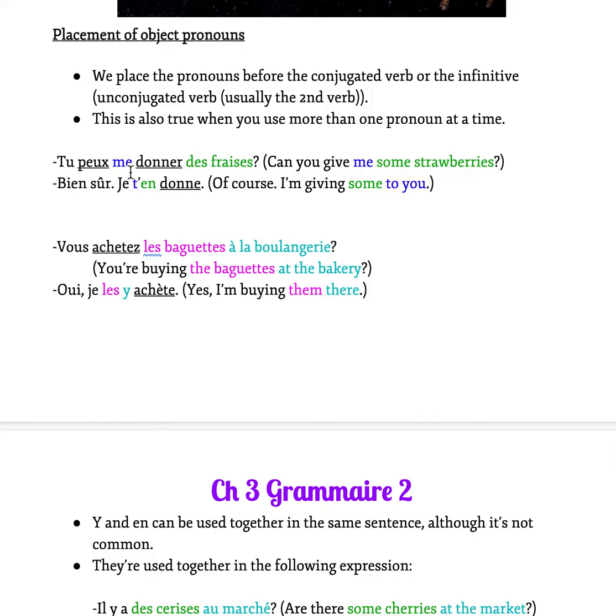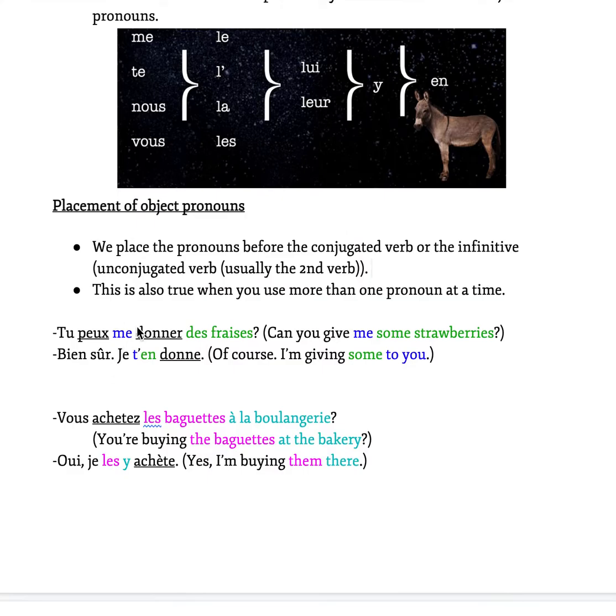So in the example, I have tu peux me donner des fraises. So I used an object pronoun here, me. So I have two verbs, so it goes in between them. And then I have des fraises. Can you give me some strawberries? Well, in my reply, I can replace des fraises using en, because it starts with the form of de. So I said, bien sûr, je t'en donne. So I have one verb, donne. So I put both in front of the verb, and then I put them in that special order. So I changed it because I'm saying I'm giving you some. So I put te first, and then en, and then I put the verb.